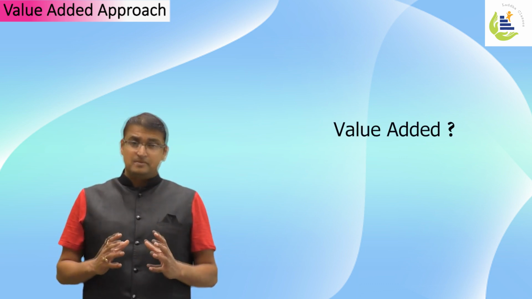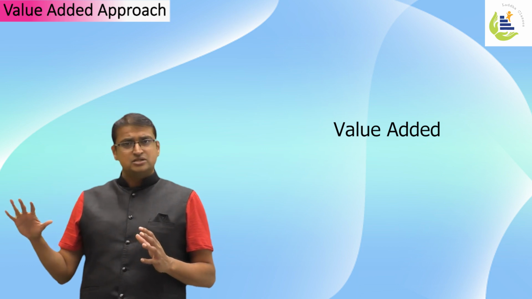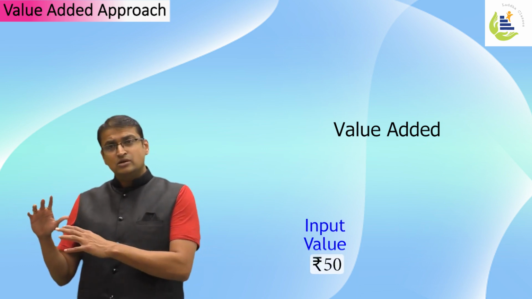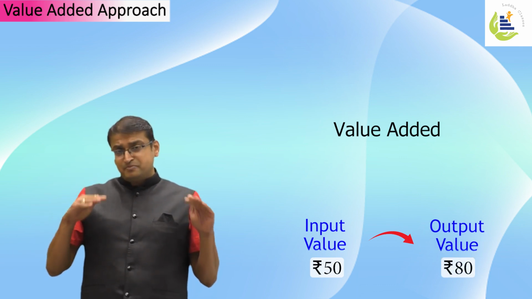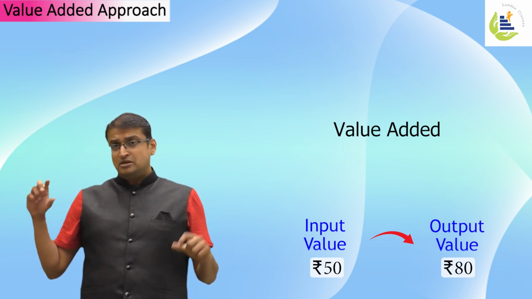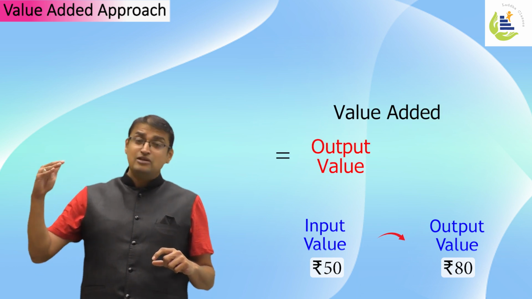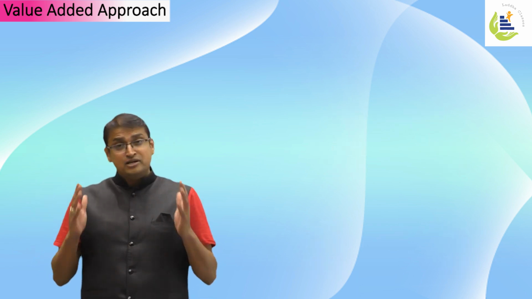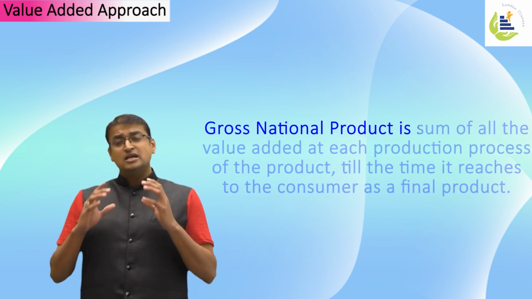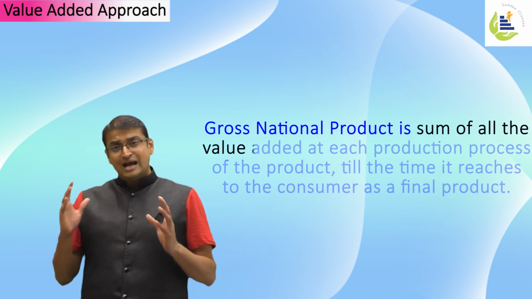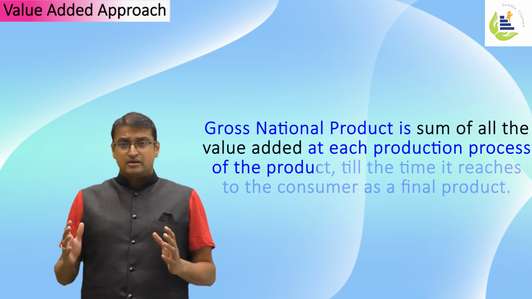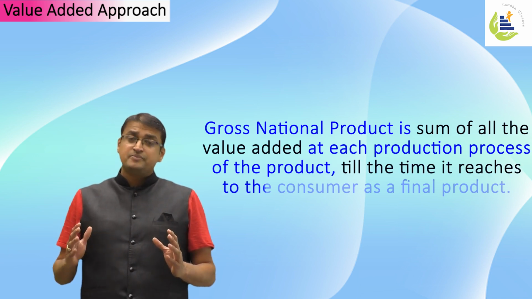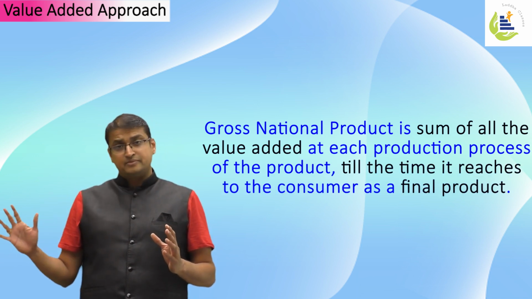It's very simple. Let's say at a specific production stage, you have an input value and after the process you have an output value. So at that specific production stage, the value added will be output value minus input value. According to value added approach, what is gross national product? It is the sum of all the value added at each production process of the product till the time it reaches the consumer as a final product.